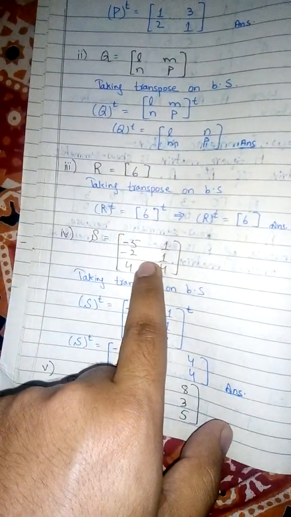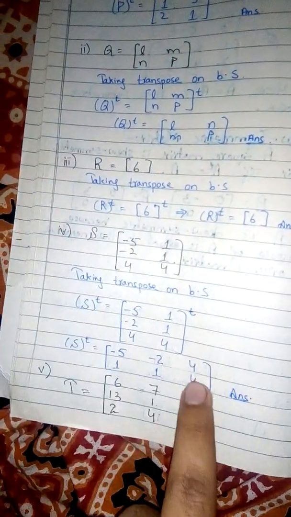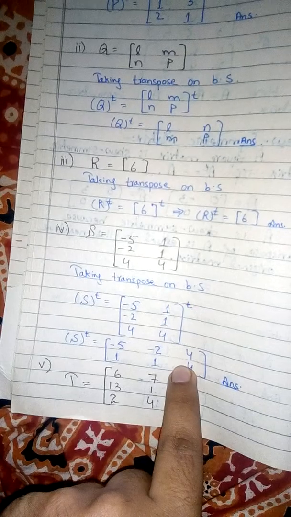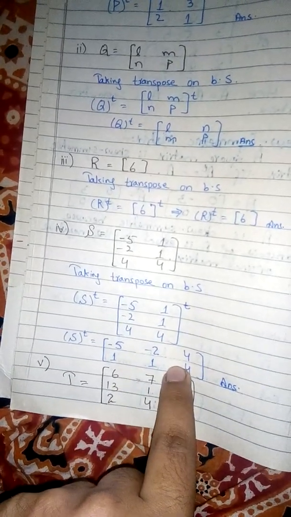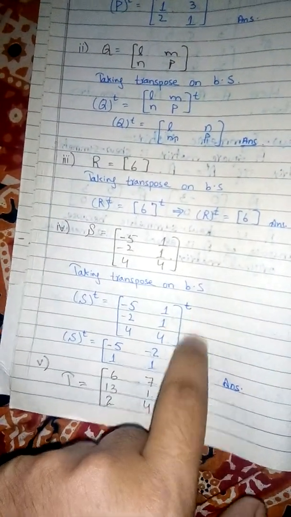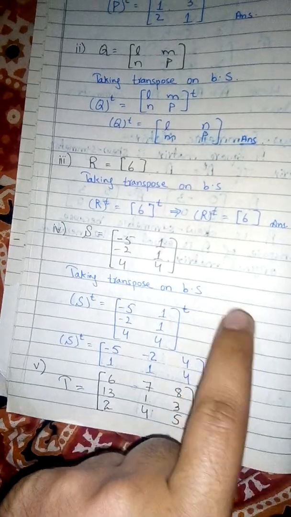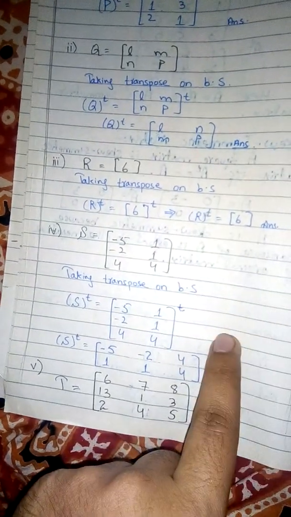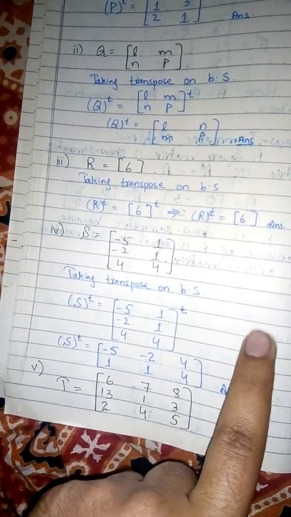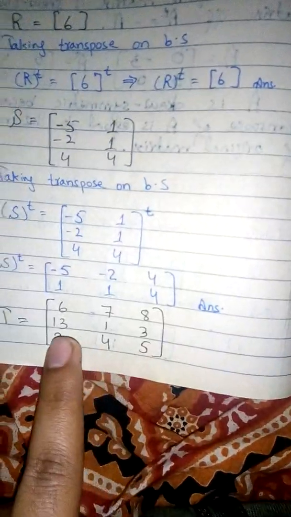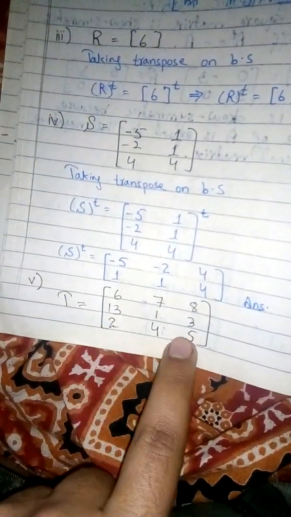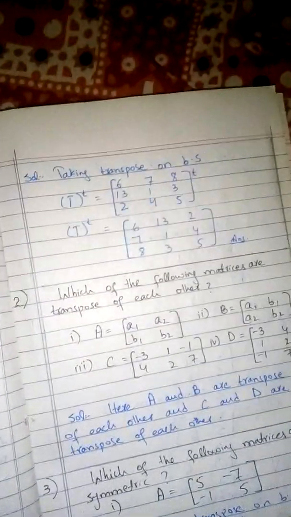If you look at the original matrix, the order is 3 cross 2, and if you see the solution here, the order is 2 cross 3. The order is changed. Whenever you apply transpose, the order will change, but in a square matrix the order will be the same. If you look at this, it is the square matrix T.